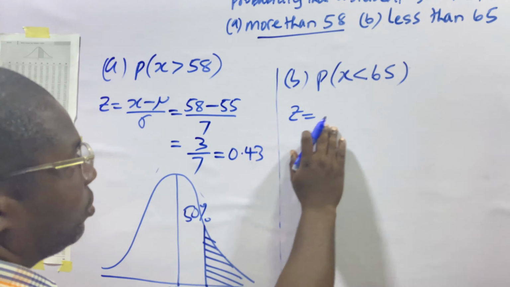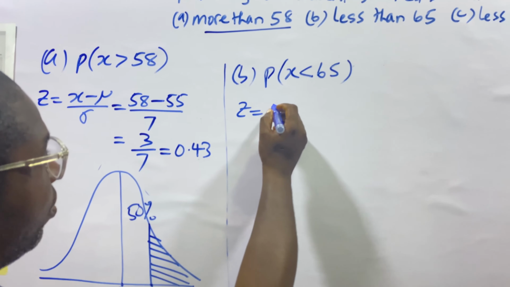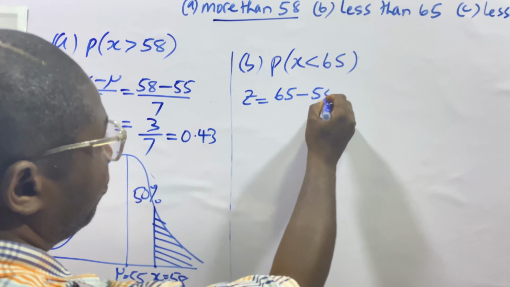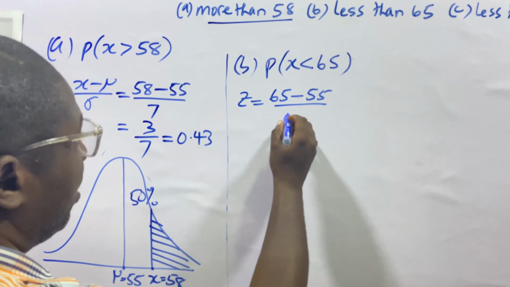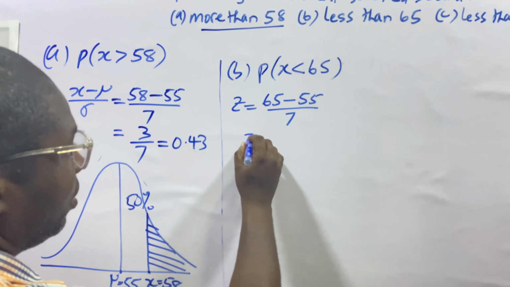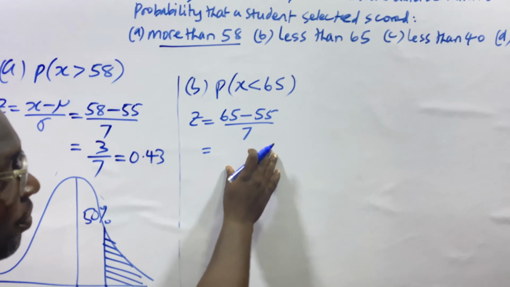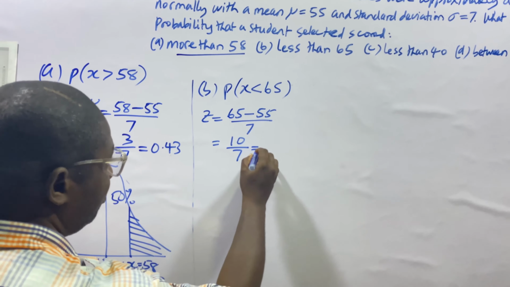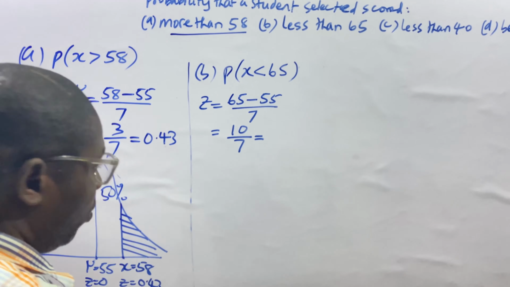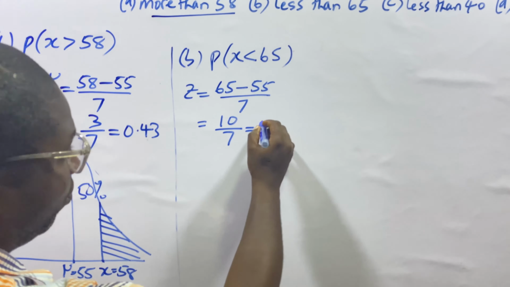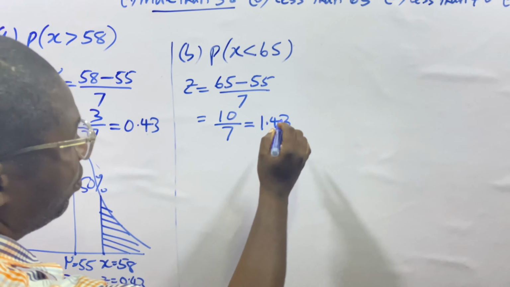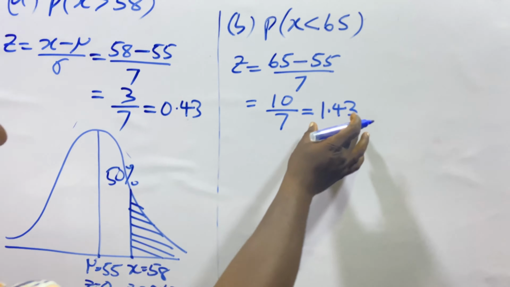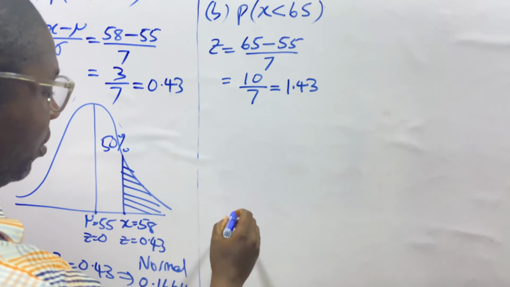So I'll just go straight to answer it here. We'll have 65 in this case minus 55 being the mean, divided by 7, the standard deviation. And this will give us 65 minus 55 is 10, divided by 7. And when we find this, what do we have? We have 1.43.